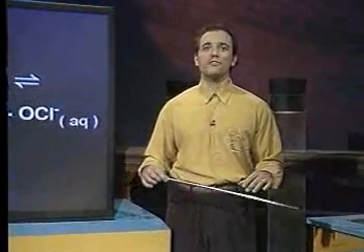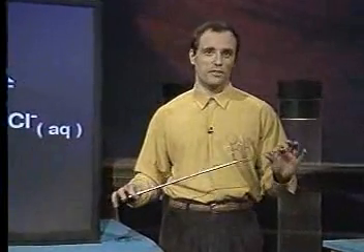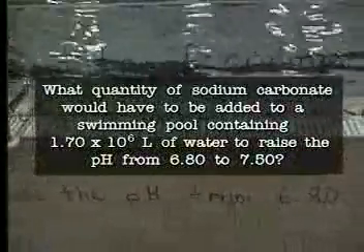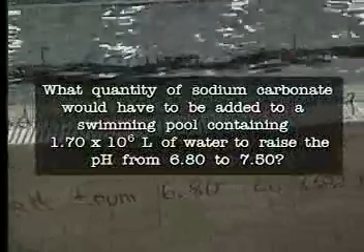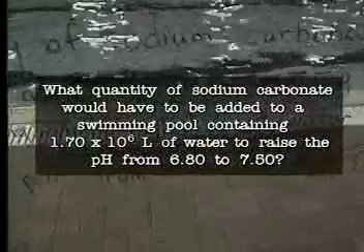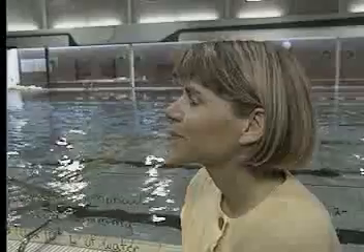Let's now connect the chemistry of a swimming pool to a Bronsted-Lowry neutralization reaction. Here at the swimming pool, ideally we would keep the pH at about 7.5. If it was higher, we would lower it with an acid, and we would raise it with a base. And this is a kind of problem that we might encounter. What quantity of sodium carbonate would have to be added to a swimming pool containing 1.7 times 10 to the power 6 liters of water to raise the pH from 6.8 to 7.5?